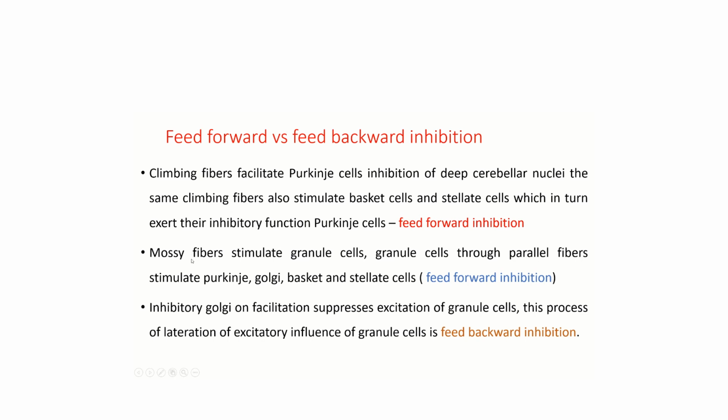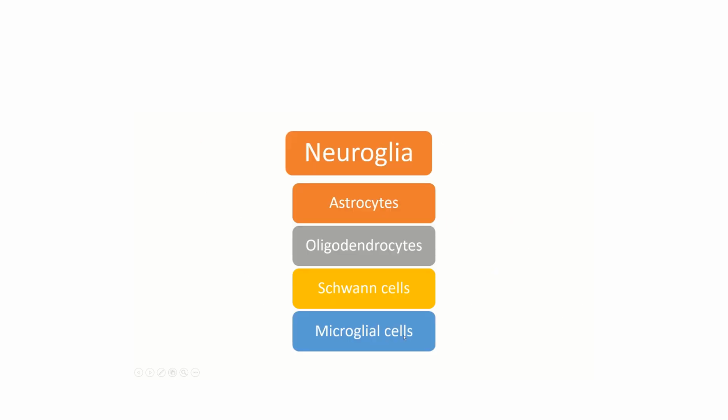In the same way, mossy fibers also do feed forward inhibition. Mossy fibers stimulate granule cells, which through parallel fibers stimulate Purkinje, Golgi, basket, and stellate cells. This is feed forward. But there is feed backward with the mossy fibers. How is it happening? Golgi cell inhibition suppresses excitation of the granule cells. This process of alteration of the excitatory influence of granule cells is feed backward inhibition.